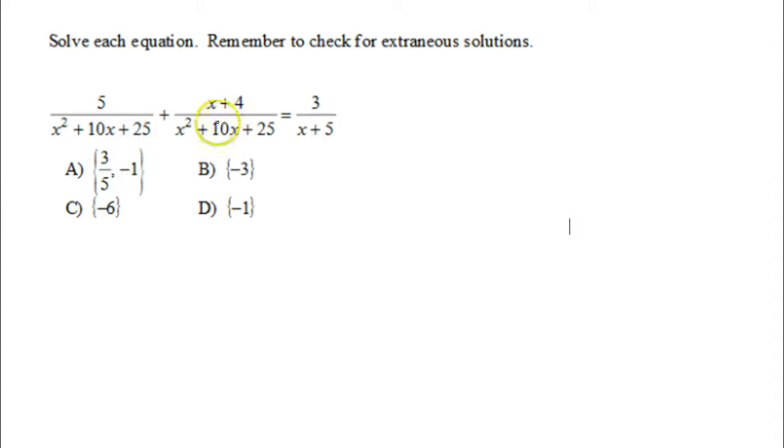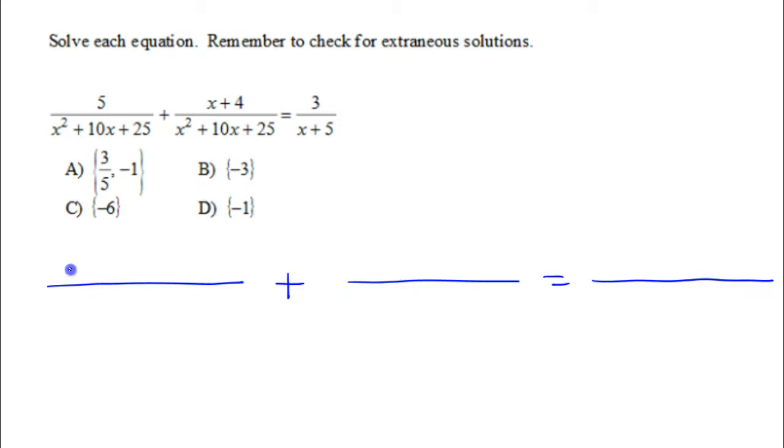Let us solve this rational equation. I'm going to solve it by forming like denominators and then crossing those denominators out. But if I'm going to do that, it will be easier if I factor.